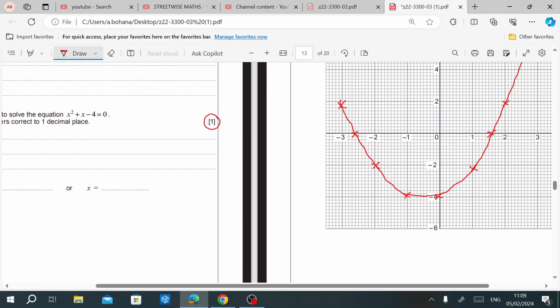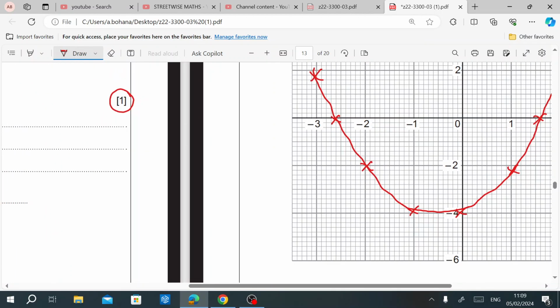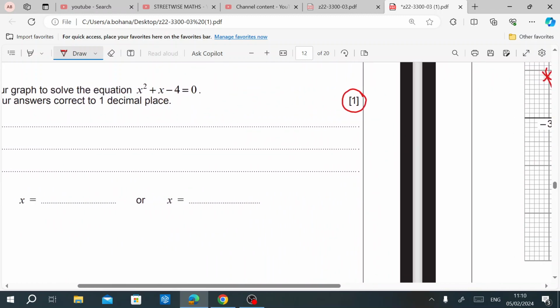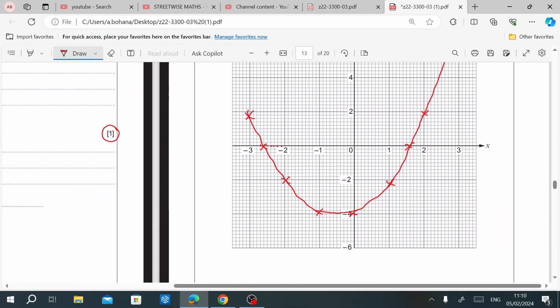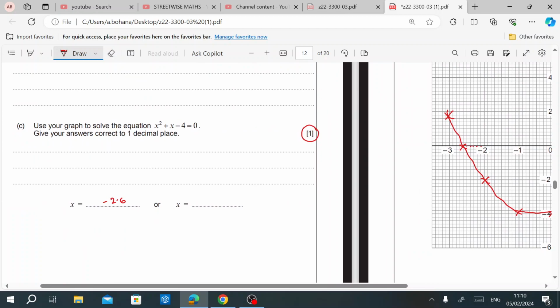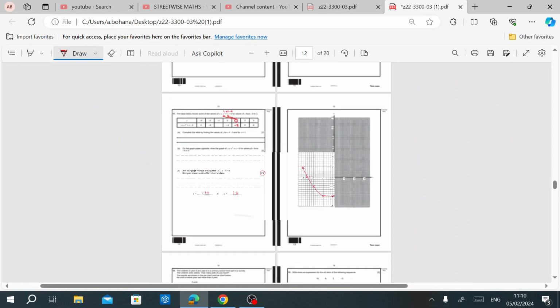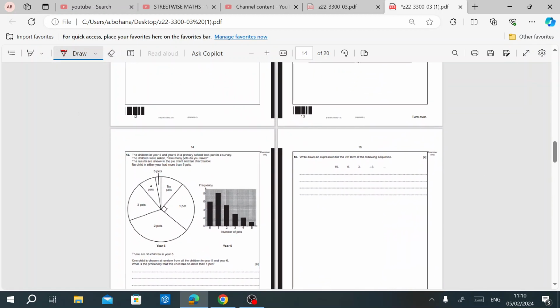So your first one is going to be minus 2 point something. If I zoom in even more, 1, 2, 3, 4, 5, 6. I got roughly 6. So my first solution is going to be minus 2.6. And my second solution is going to be 1, 2, 3, 4, 5. I call that 6 again, 1.6. And there you go, boys and girls. Okay, so job's a good one.